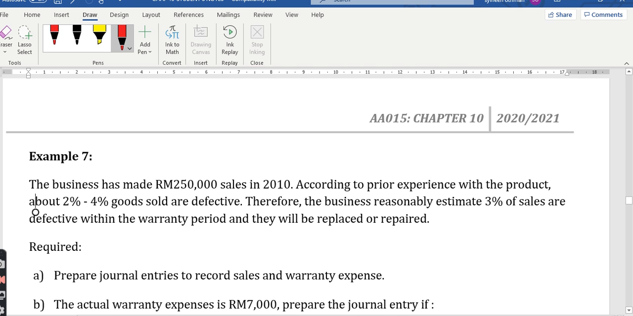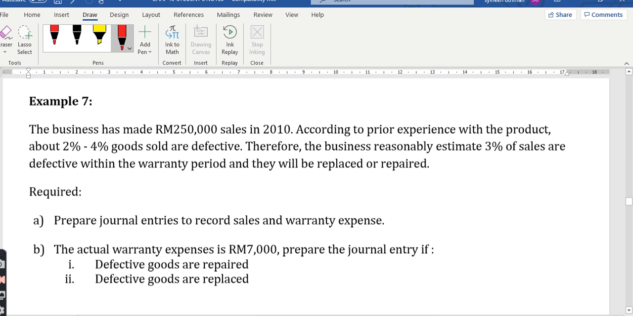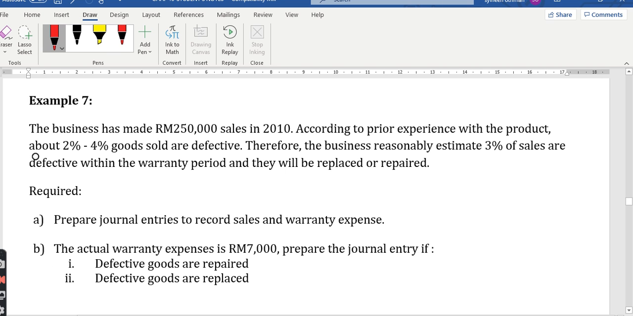The business has made 250,000 sales in 2010. This is the amount of sales for the year 2010. According to prior experience with the product, around 2 to 4% of goods are defective. Defective means damaged, so the customer will return them. Because we have the estimation of 2 to 4%, we take the middle one to be safe. So the business estimated 3% of sales will be defective. It is an estimate, not necessarily going to actually happen.